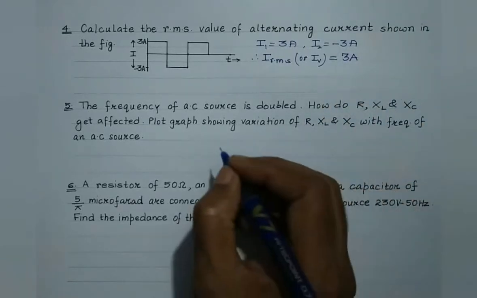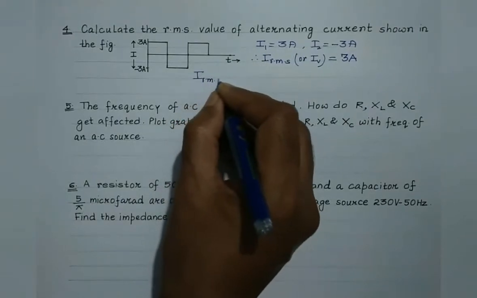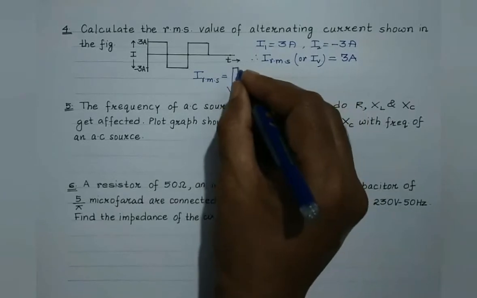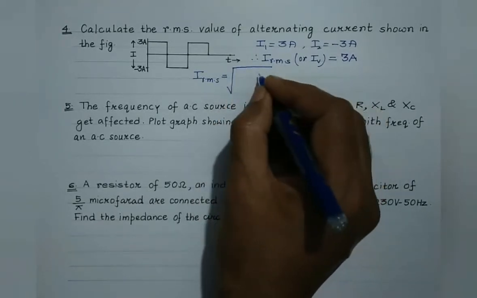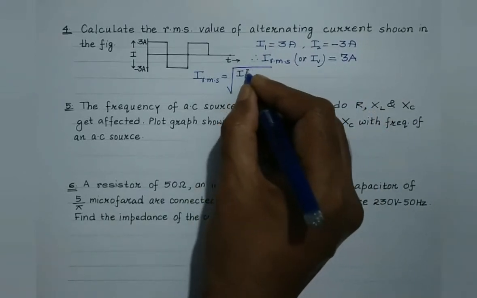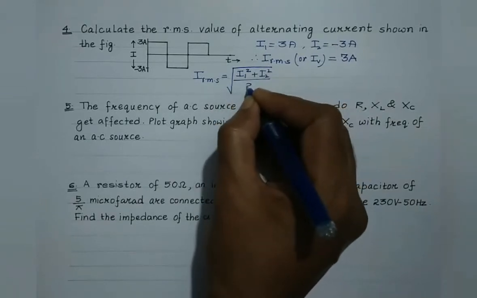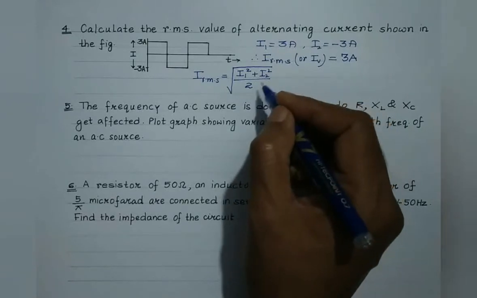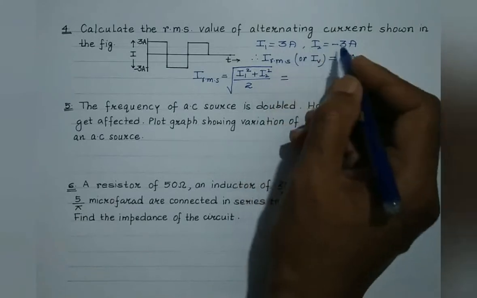It can be mathematically verified as well, right? So I_RMS is actually root mean square. It is the square root of the mean of the squares of the current. So mathematically it may be represented by the square root of (I1 square plus I2 square) divided by 2, or (I1 square plus I2 square plus I3 square) divided by 3, right? So here we are considering only these two values.